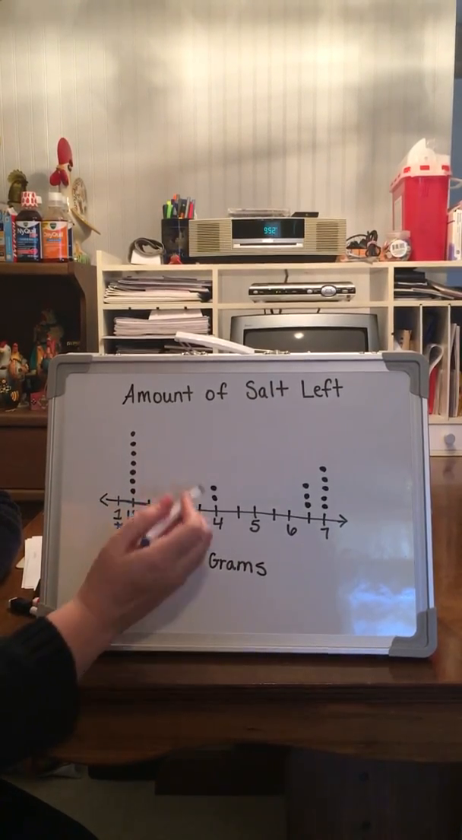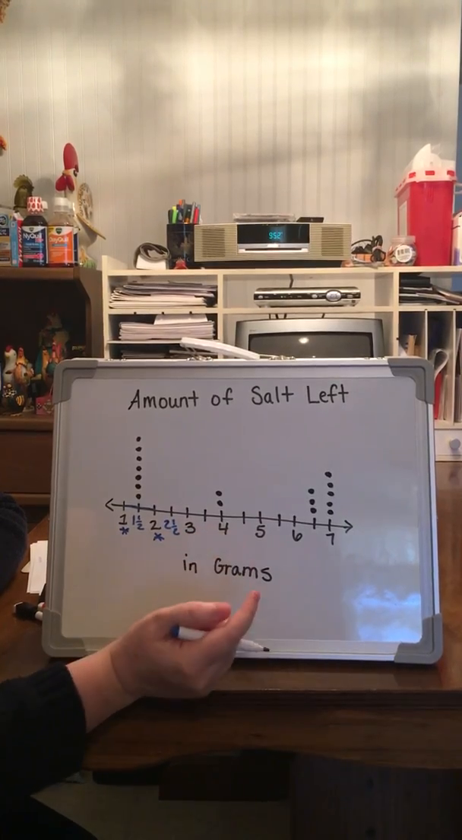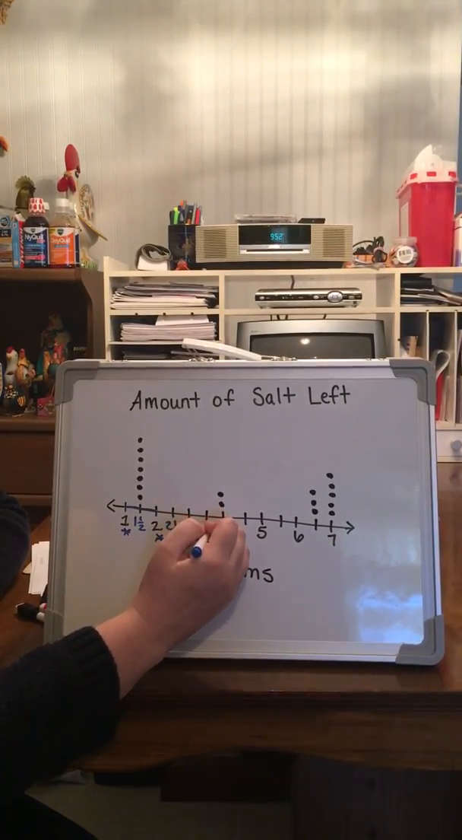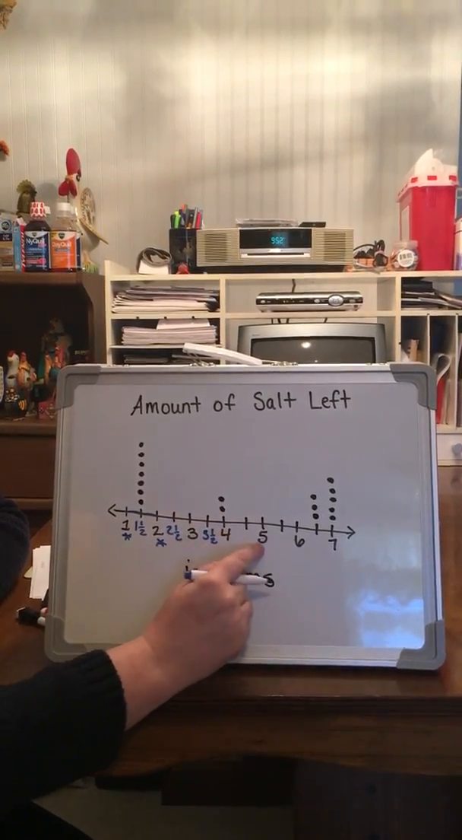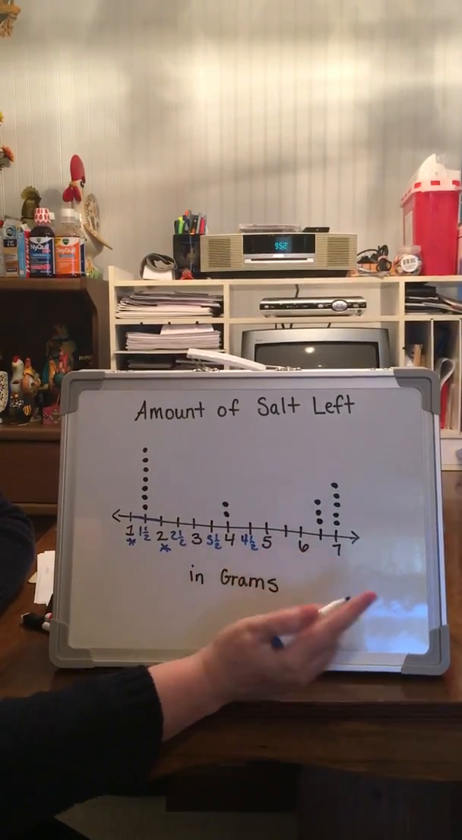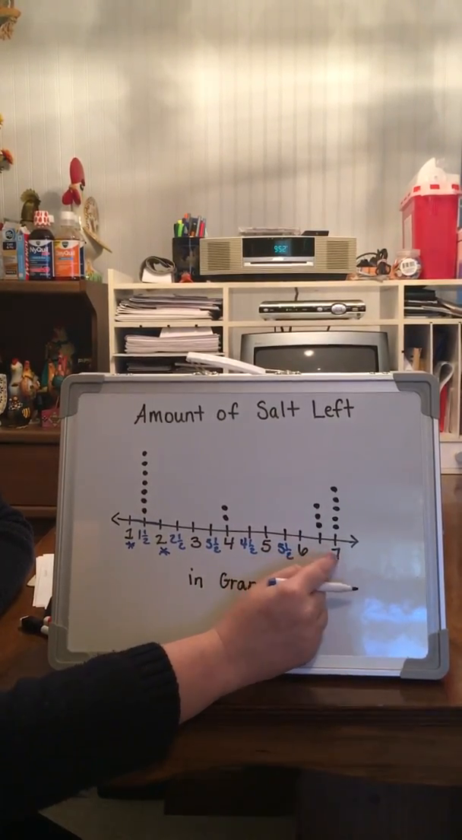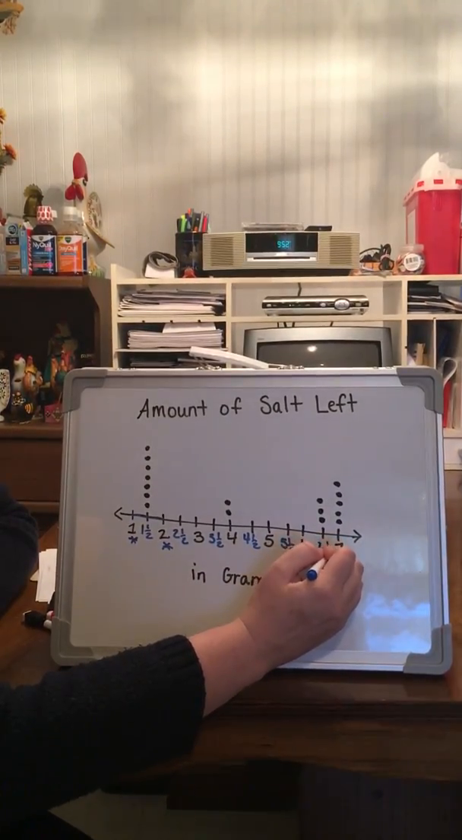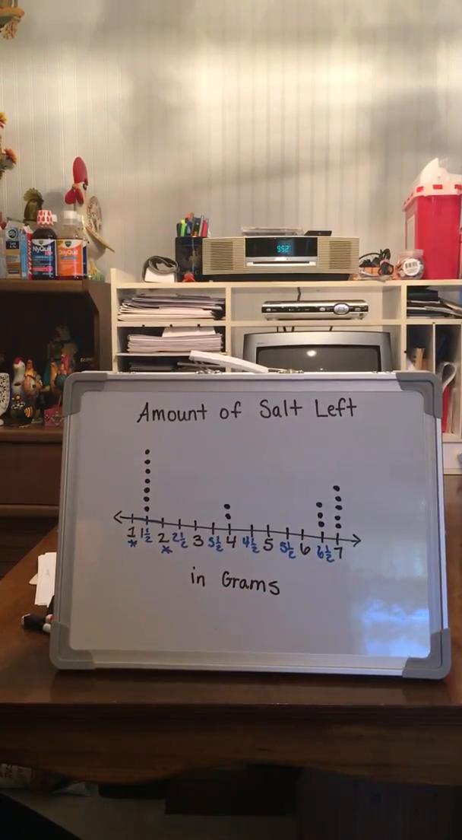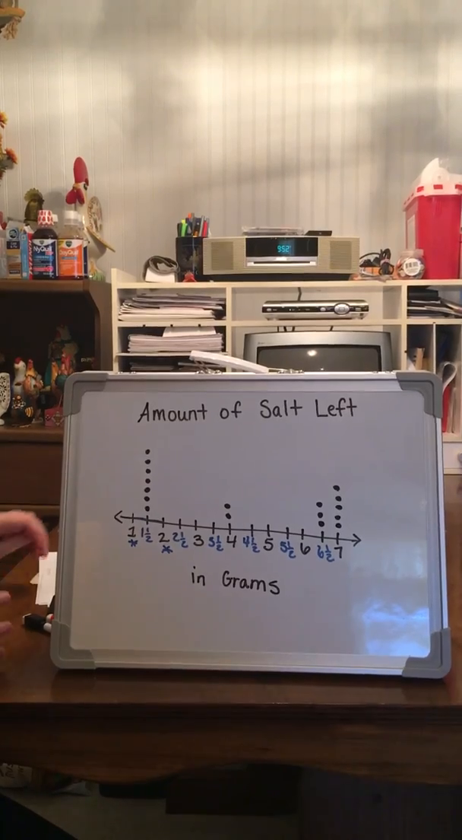What's between 2 and 3? 2.5. What's between 3 and 4? 3.5. What's between 4 and 5? 4.5. What's between 5 and 6? 5.5. And what's between 6 and 7? 6.5. So that's just another way of knowing those unlabeled spots on the line plot.